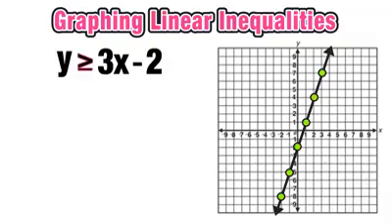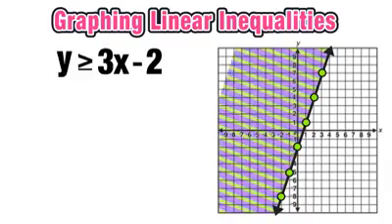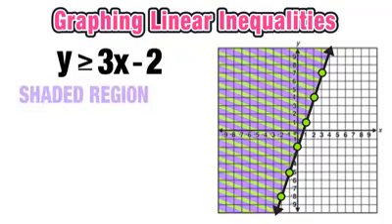That greater than or equal to symbol also means that we have to shade above the line. So the entire region above the line is going to get shaded in. So now we have the completed graph of this linear inequality, and now we can go ahead and choose points to see whether or not they would be a solution. So let's start by checking a point in the shaded region.